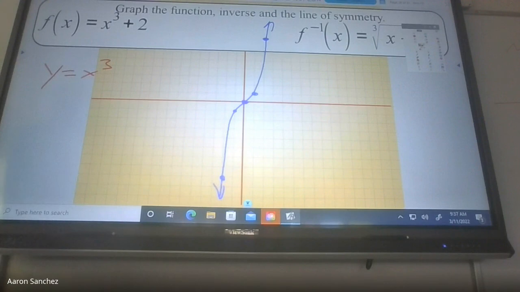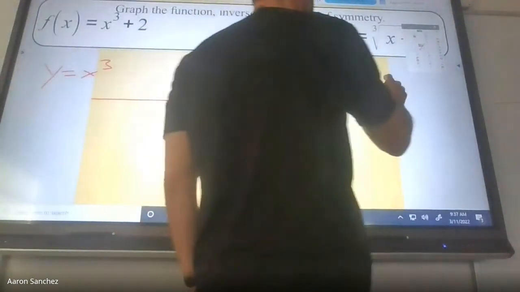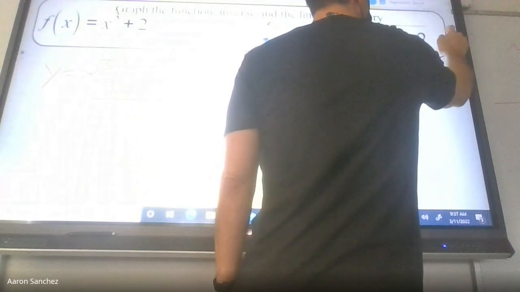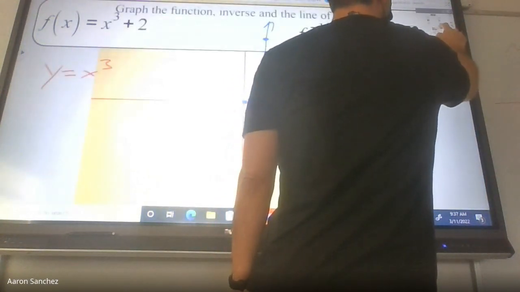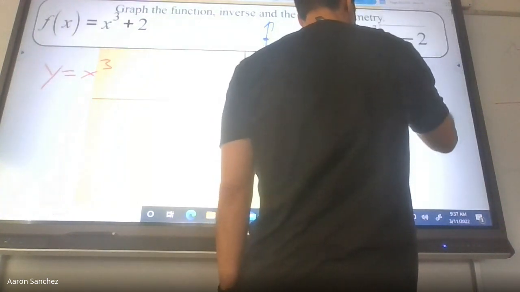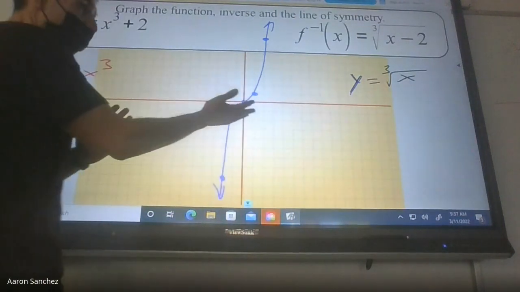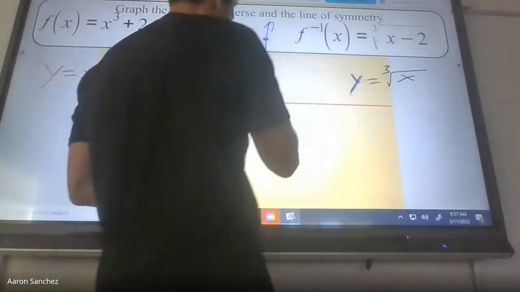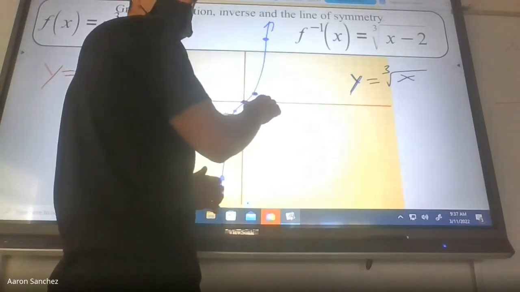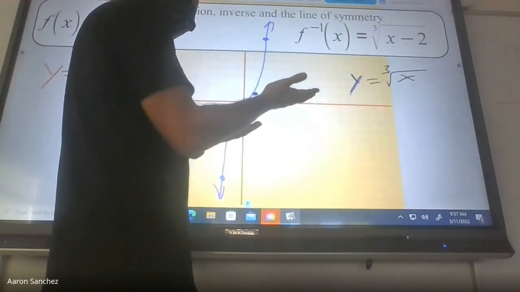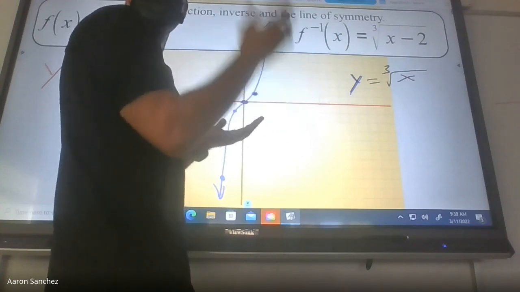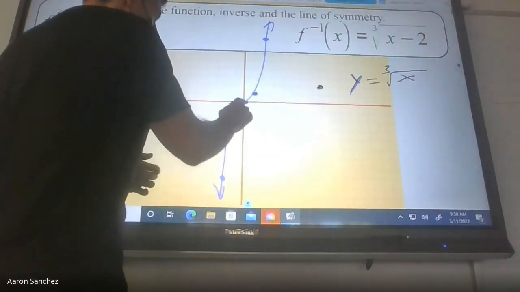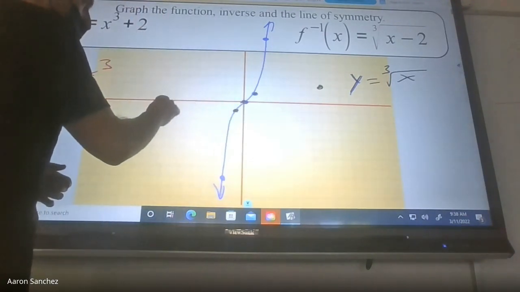That's the parent function. Raise your hand if you understand that. Okay. Now let's do the parent function of the cube root of x, in black. What's the cube root of 0? What's the cube root of 1? 1, because 1 times 1 times 1 is 1. What's the cube root of 8? It's 2. The cube root of negative 1 is negative 1. The cube root of negative 8 is negative 2.